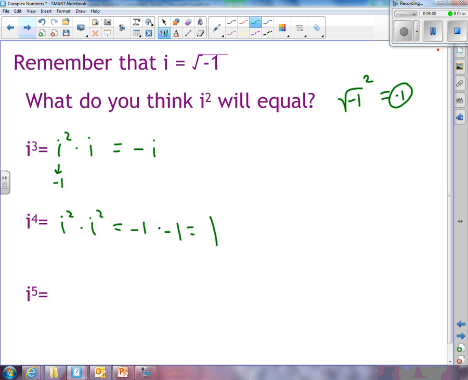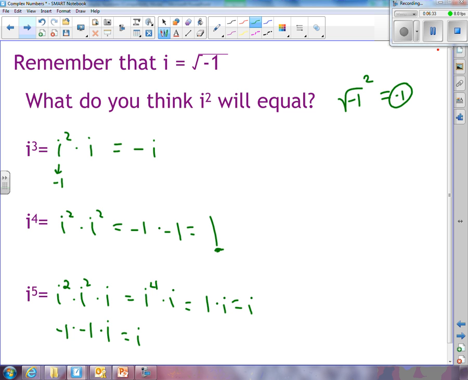Alright, so i to the fifth is i to the second times i to the second times i, if you want to think about it that way. So i to the second is negative 1, i to the second is also negative 1, and then I can't do anything with the last i. It's just i. Negative 1 times negative 1 is 1, times i is just i. The other way that you can think about this is i to the fourth times i. You know that i to the fourth from the previous problem is just 1. So this is just 1 times i, which is just i.